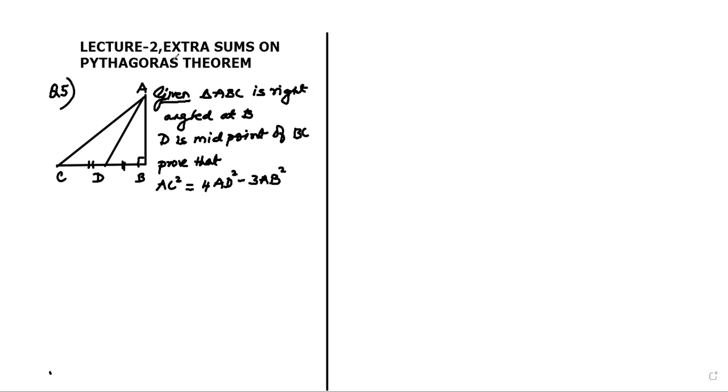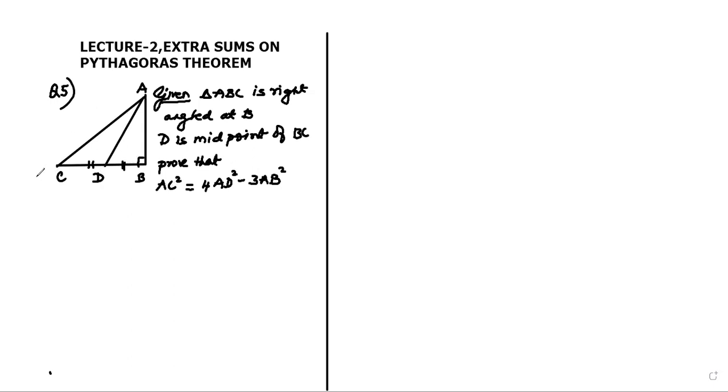We are doing extra lecture 2, extra sums on Pythagoras theorem. Now look at this triangle, children. Triangle ABC is right angled at B. And D is a midpoint of BC. If D is a midpoint of BC, don't you agree AD is a median? Anyhow, what do you want to prove?